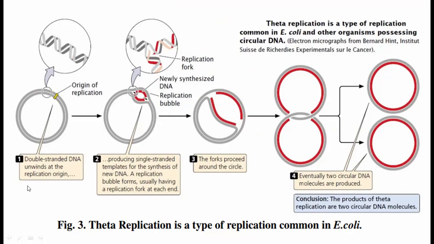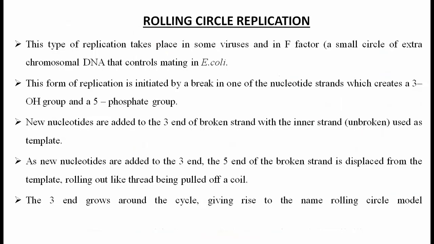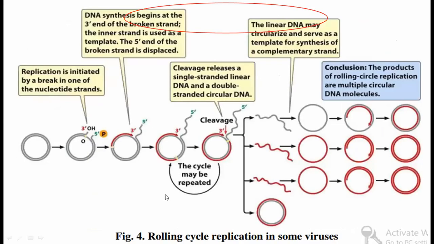So this is theta replication. This is the diagrammatic representation of theta replication. Now coming to one more application, we have one more type that is called rolling cycle replication. Again, I think it is better to go to the diagram and explain your rolling cycle replication. It is found in viruses and some other cellular organelles.